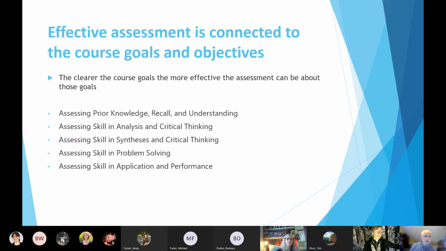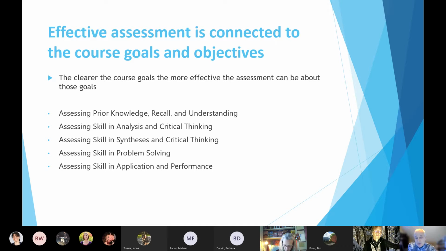So what I'd like to do then is talk through some different characteristics of assessment, and think about how these can help us both build assessments and think about assessments in different ways. Assessment really should be connected into your course goals and objectives. What is it that my students want to get out of this course? What is it that I want my students to get out of this course? And how can I find out if they are getting there?